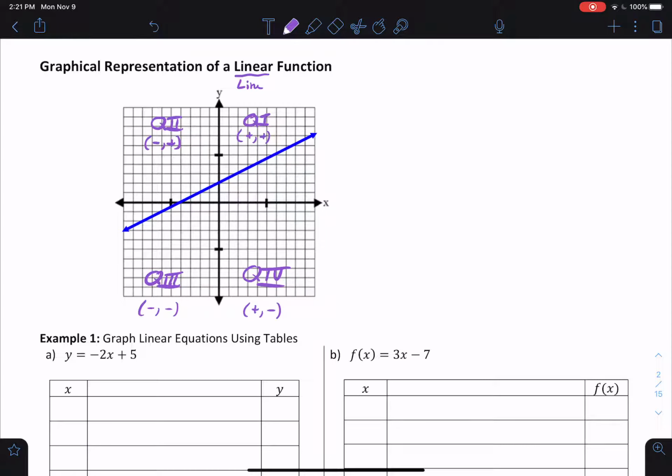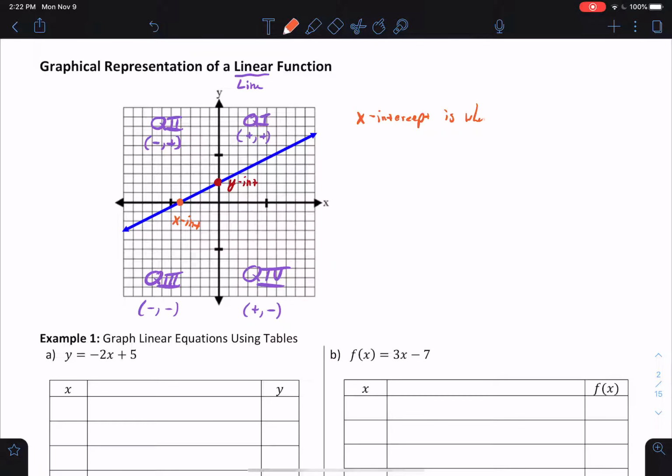And a couple new ideas. We have a point here, which is called the x-intercept. And we have a point here. This is called the y-intercept. It's the x-intercept because it's where it crosses the x-axis. I'll say the full definition.